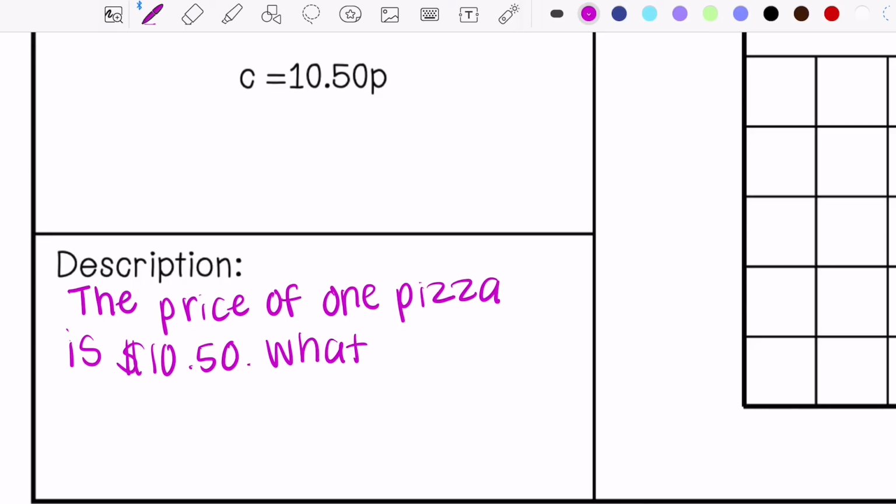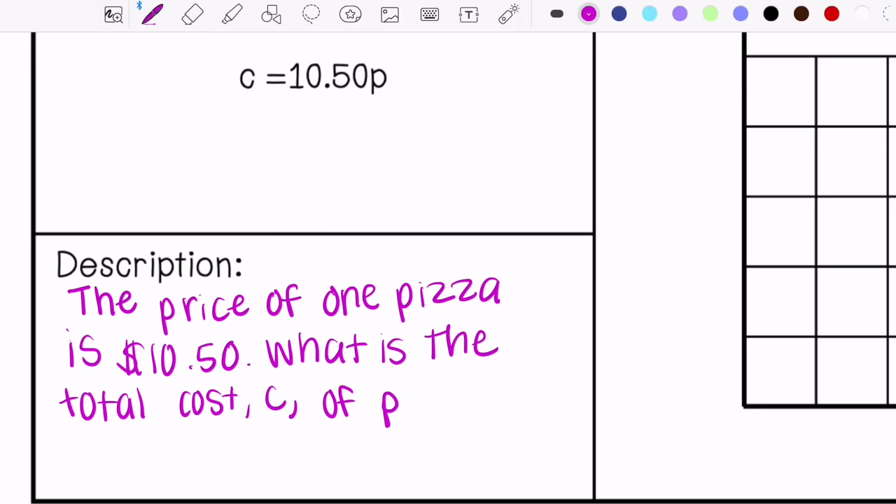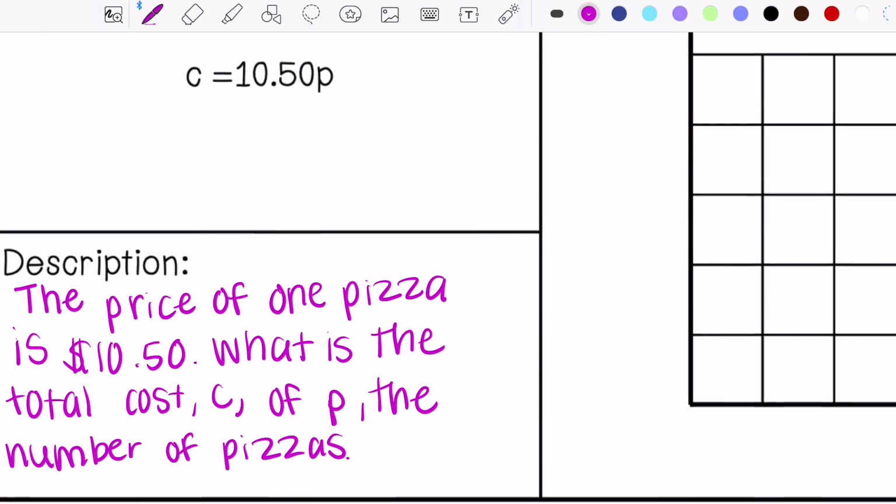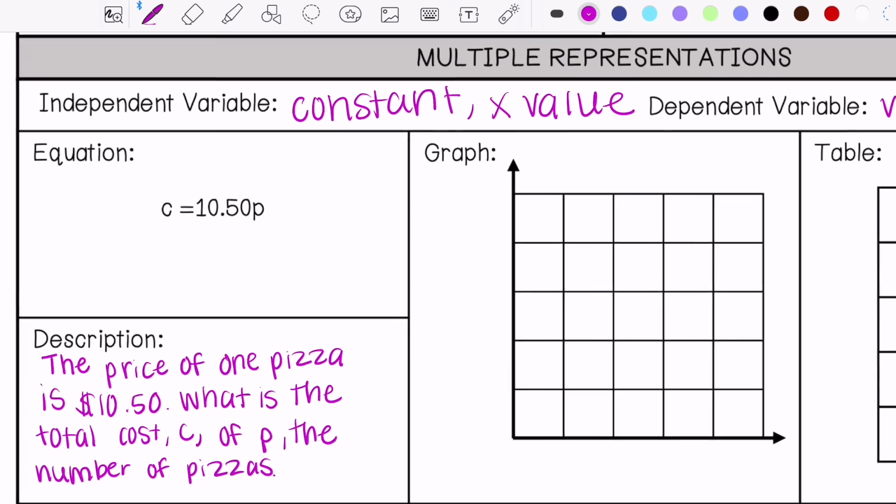What is the total cost, C, of P, the number of pizzas? So I'm trying to figure out how much it costs for a different number of pizzas. So it is a multiplicative relationship. I know it's going to go through 0, 0.